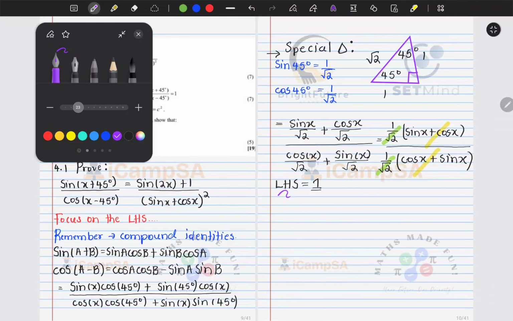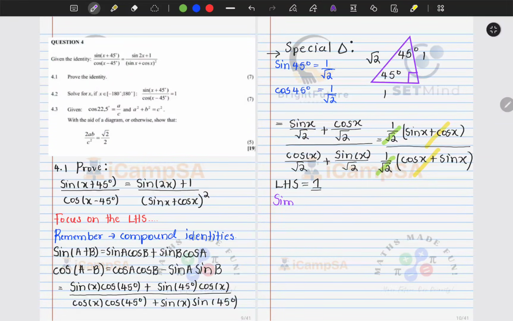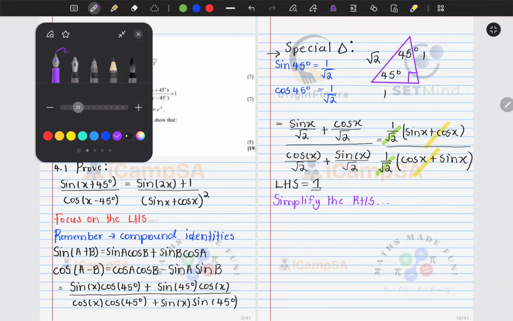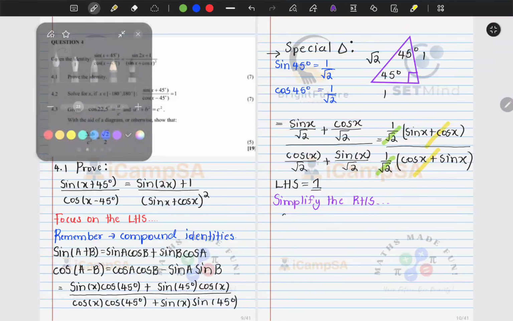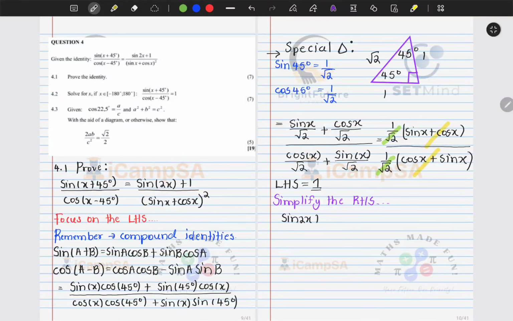So on the left-hand side, we're getting 1. Let's now try and do something interesting, which is to simplify the right-hand side and see if we also get 1. For the right-hand side, what we have is sine of 2x plus 1 divided by cos of x plus sine of x all squared. What I'm going to do is to quickly break that up. That's a double angle expression.